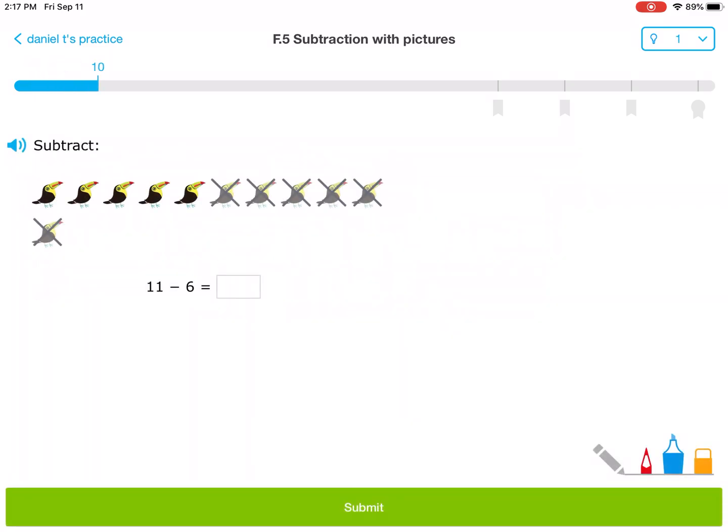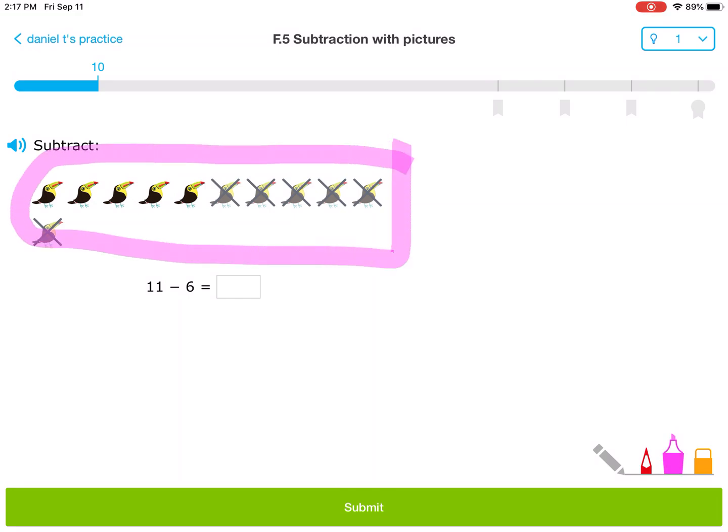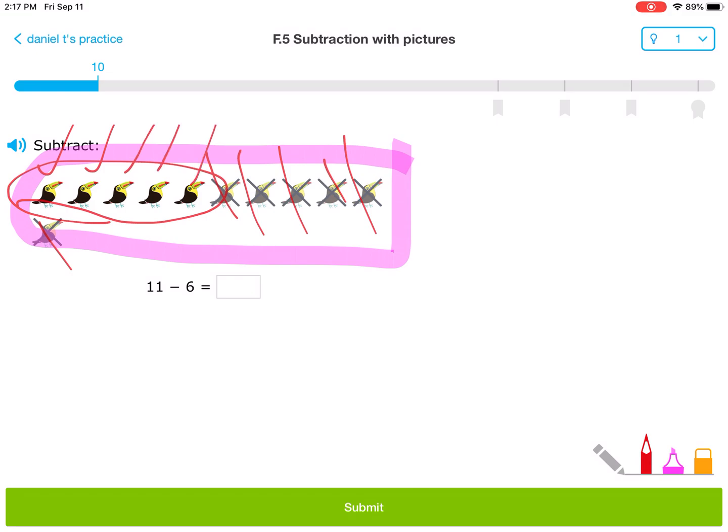Now I've got 11 minus 6. So again, I started with 11 things, and I crossed out 1, 2, 3, 4, 5, 6. And I'm left with these. And I've got 1, 2, 3, 4, 5 left.